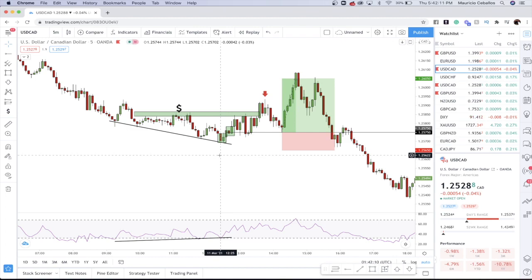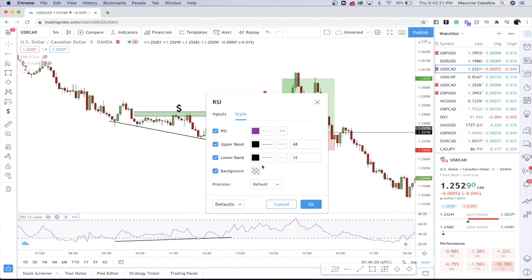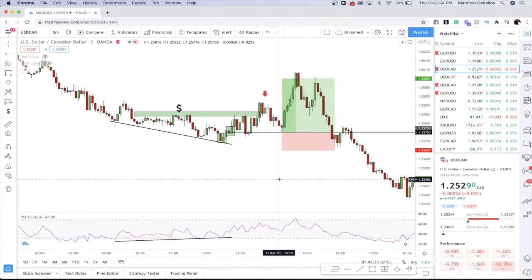But now to the thing that you guys have been waiting for, my RSI settings. So when it comes to my RSI settings, let me go and show you guys this right here. I like to use 13 close, and for my upper and lower band, it's 68 and 32. Now, there's certain criteria, certain things I pay attention to with these bands and why I have them, and I'll be talking about these things later on in the future. But for now, that is the RSI settings that I personally use for the way that I trade.